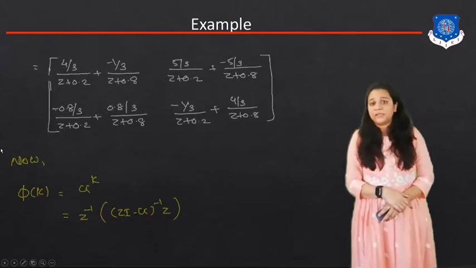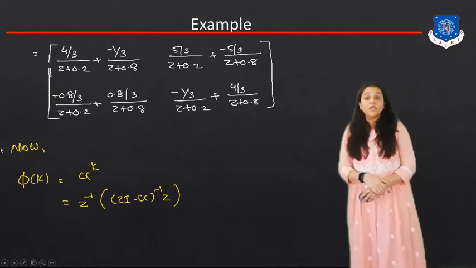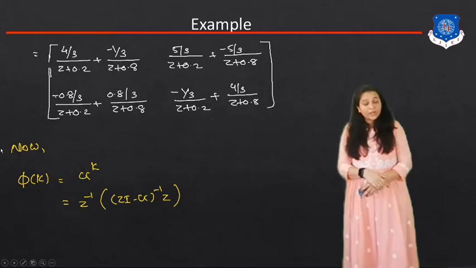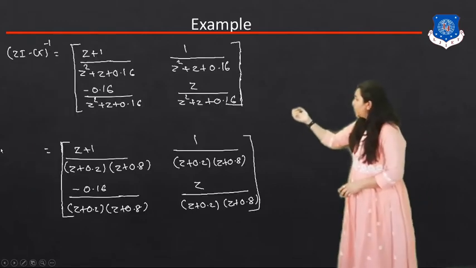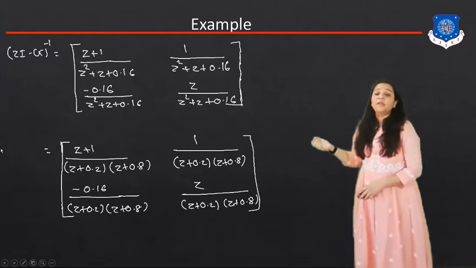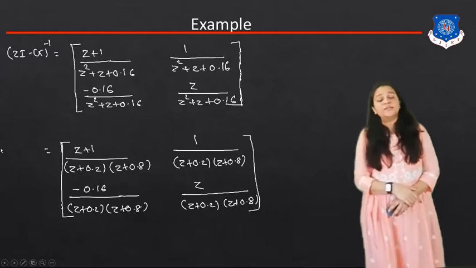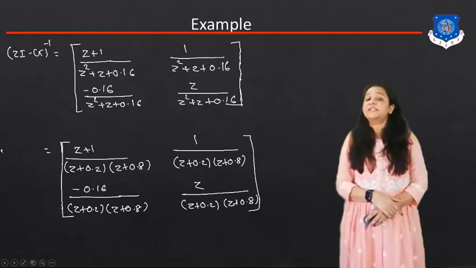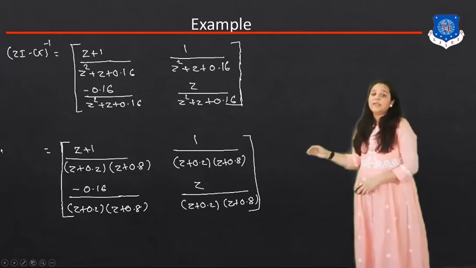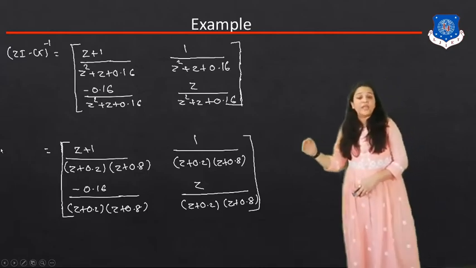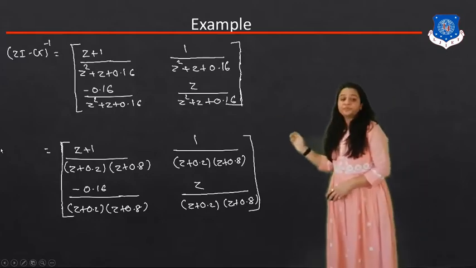Now next, we have to find the values of A and B using partial fractions. Why do we have to find the factors of this denominator term? Because we have to find the values of A and B using partial fractions, and partial fractions are not applicable for the Z square term. So we have to first factorize the denominator and then find the values of A and B using partial fractions for each of the four terms.